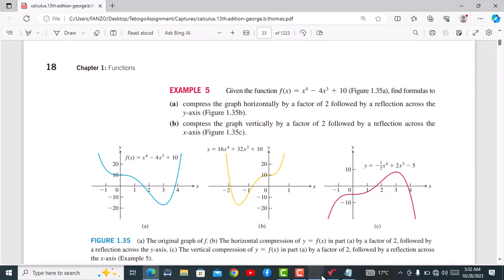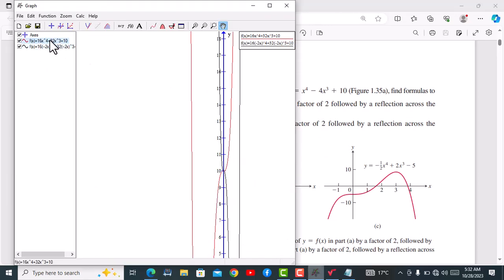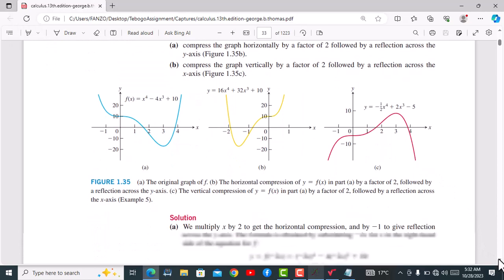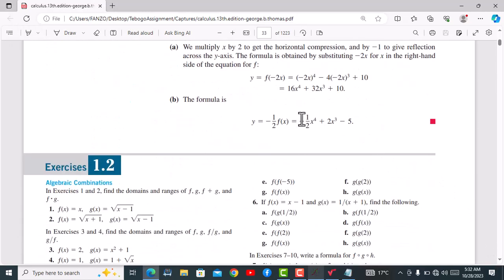Number B, I want to compress vertically by a factor of 2. So what I'm going to do here, I'm going to compress this by a factor of 2 vertically. So I know vertically I have to say 1 over 2, like that. To what? Remember what we do this. We do this to every x value.